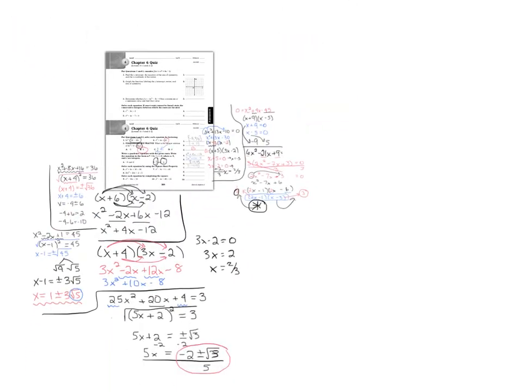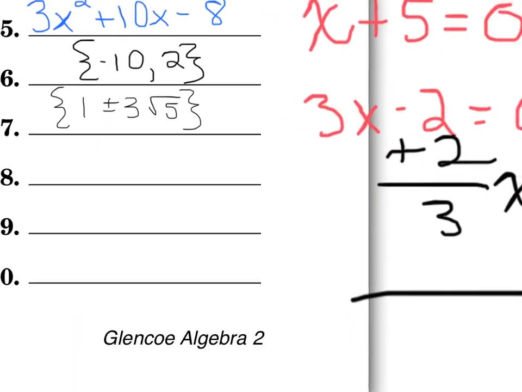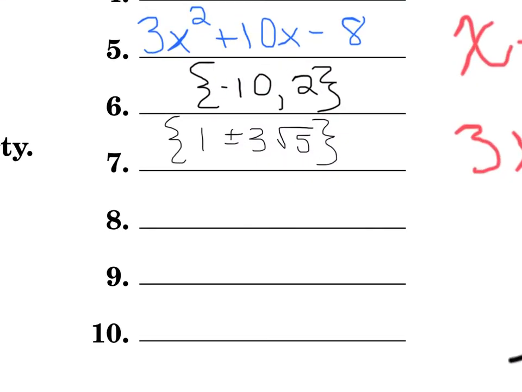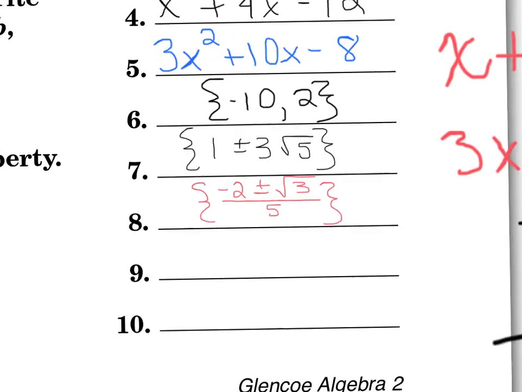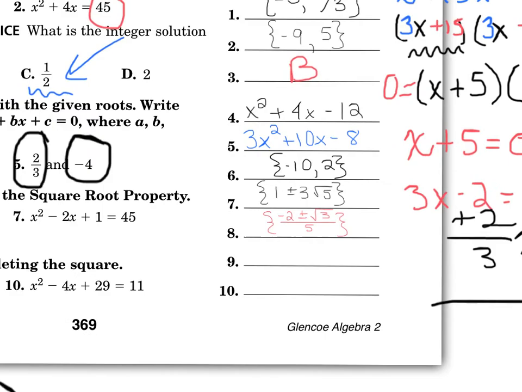All right, zoom in and write our answer for number 8. Ooh, too far. Sorry about that. Okay, so negative 2 plus or minus square root of 3 over 5. 2 more to go, 2 more to go. That was my little excitement.